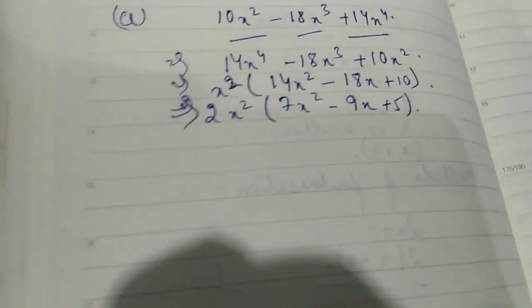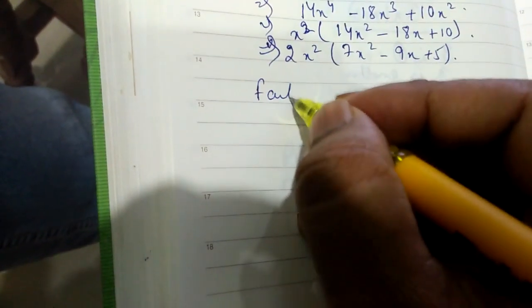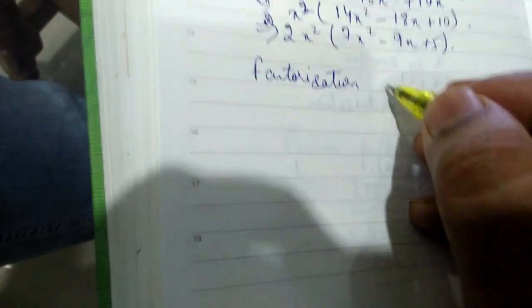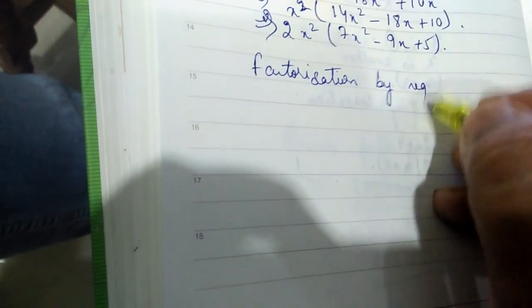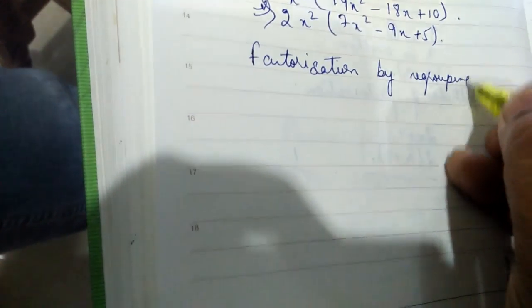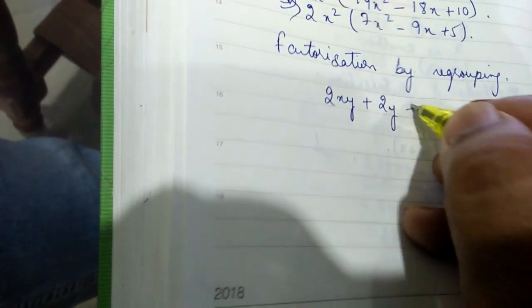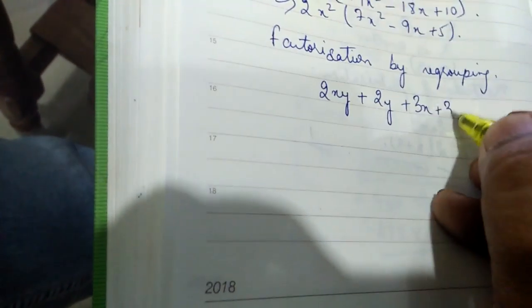Now there are different methods of factorization. So, factorization by regrouping. Let's say we have an expression 2xy plus 2y plus 3x plus 3.